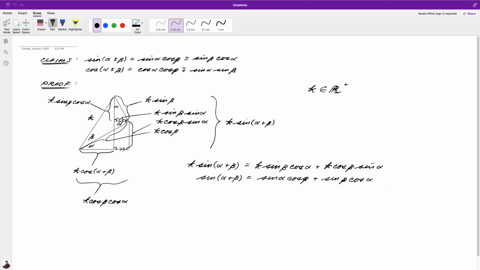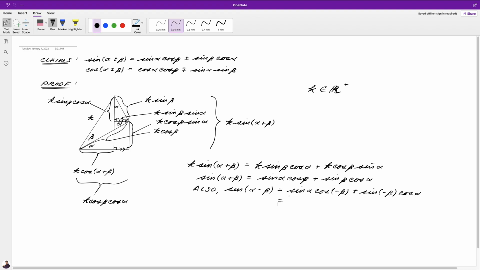Okay, let's also show the difference. Now that we've shown the sum, let's show the difference. So to show the difference, we can say also sine of alpha minus beta, so just replacing beta with negative beta, is going to be equal to the sine of alpha cosine of negative beta plus the sine of negative beta cosine of alpha.